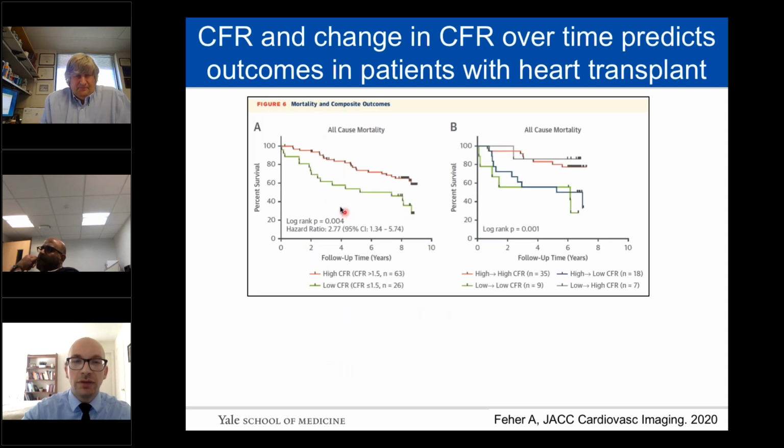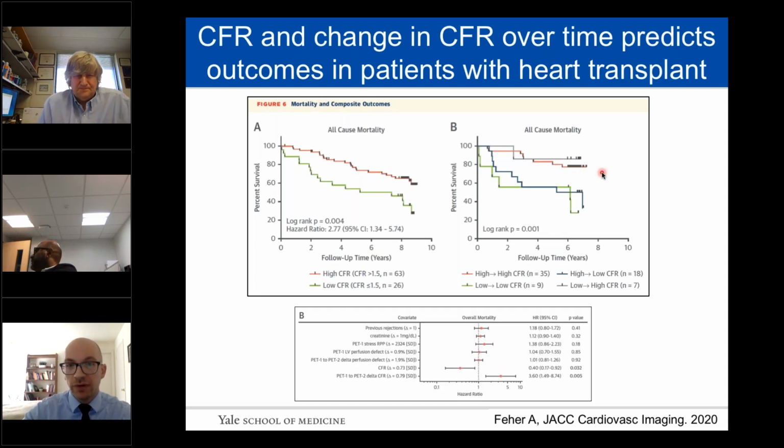On the left, you can see that those patients who had low flow reserve, meaning less than 1.5, had significantly worse mortality compared to those patients who had CFR above 1.5. On the right side, you can see the reclassification data. Those patients indicated by blue, who had initially normal flow reserve and on repeat PET had low flow reserve, had very similar survival compared to the ones shown with green who had persistently low flow reserve. On the other hand, indicated by gray, those patients who had low flow reserve to begin with and miraculously improved their flow reserve to high had very similar outcomes compared to the ones who had persistently high flow reserve.